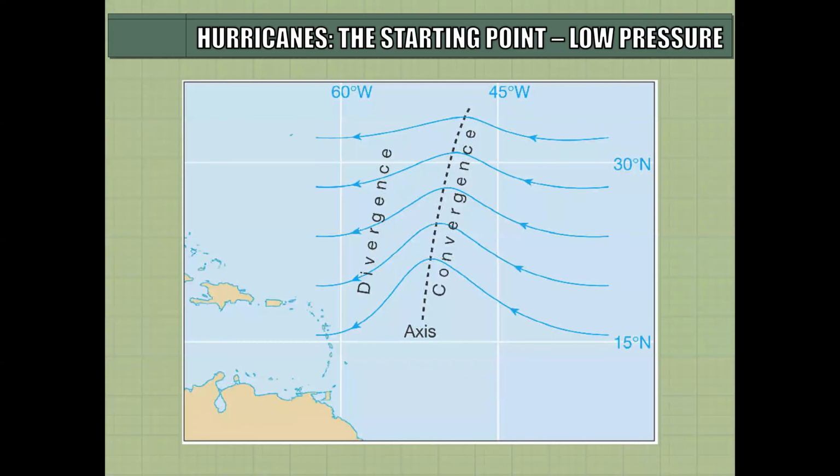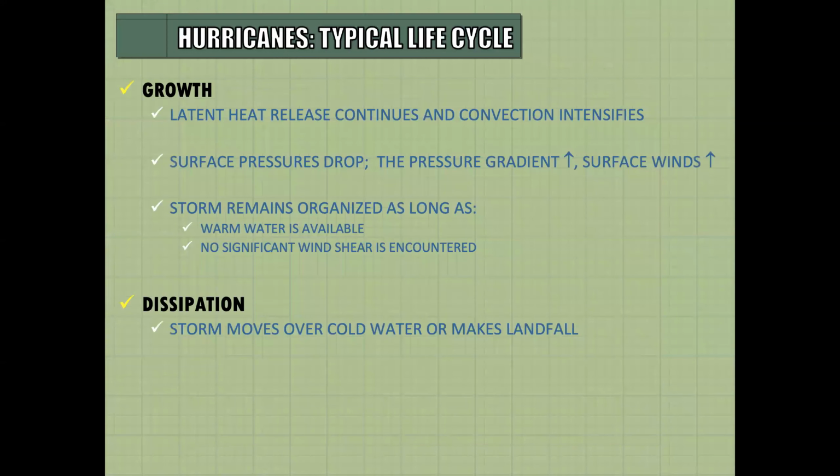So imagine a little disturbance moving through the Atlantic, and then latent heat is released, convection continues, the surface pressure drops, the gradient, remember that from a couple lessons ago? So the gradient gets stronger, so the winds get stronger. The storm remains organized as long as you have warm water available and the wind shear isn't bad. And it usually dissipates when it moves over cold water or it goes inland. That's how a storm usually goes.